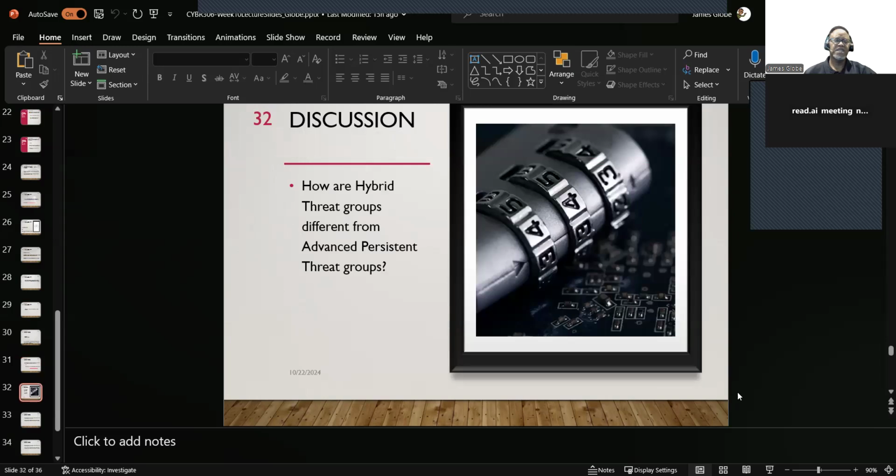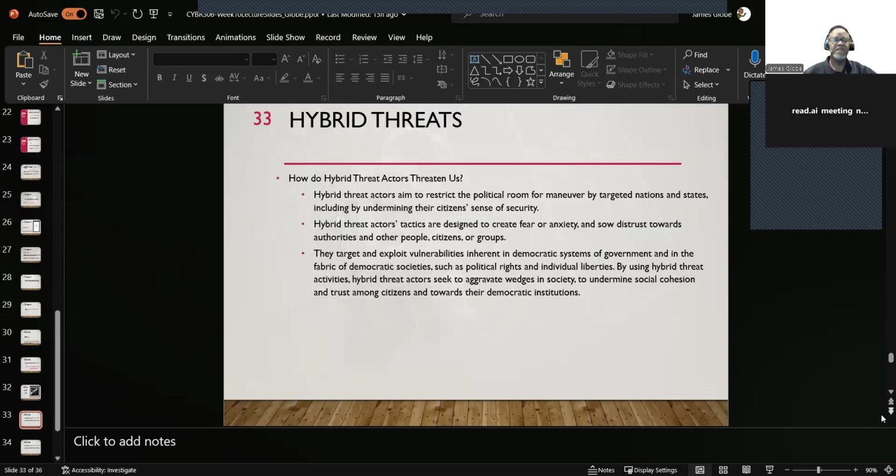So the discussion here is how hybrid threats are different from advanced persistent threats. A big part of that is the multi-tiered approach to hybrid threats. They're going after economic distress, political distress, cyber distress, data exfiltration, and military pressure. So you name it, that's a part of the hybrid threat.